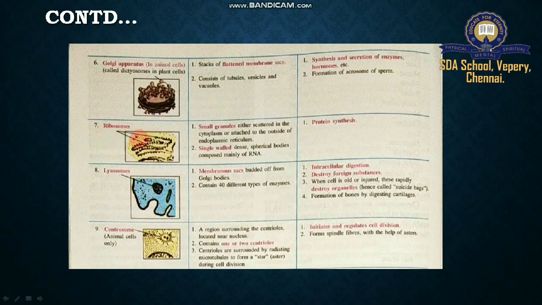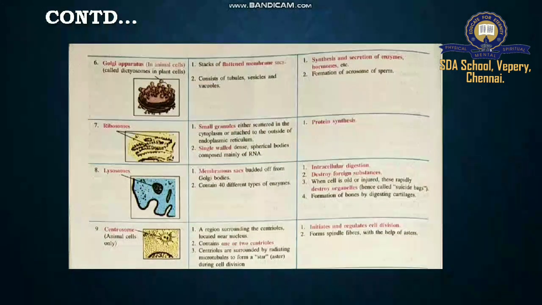Then ribosomes. We know the rough endoplasmic reticulum has a lot of ribosomes on its wall. These small granules are either scattered in the cytoplasm, or present attached to the outside of the rough endoplasmic reticulum. They are single-walled dense spherical bodies composed mainly of RNA. Their prime duty is protein synthesis.